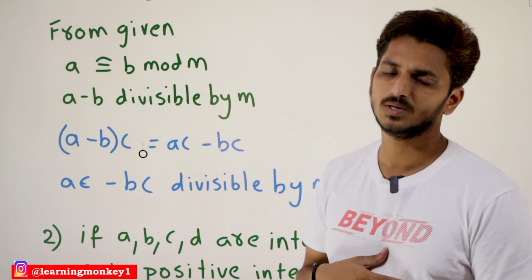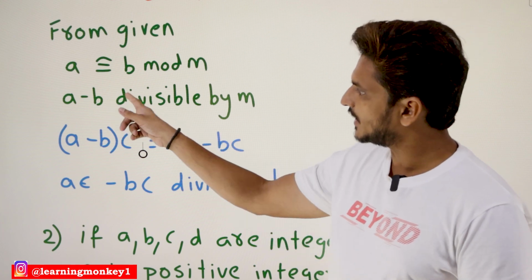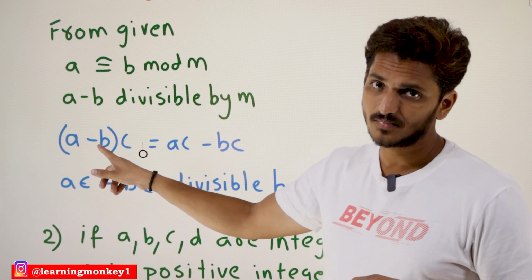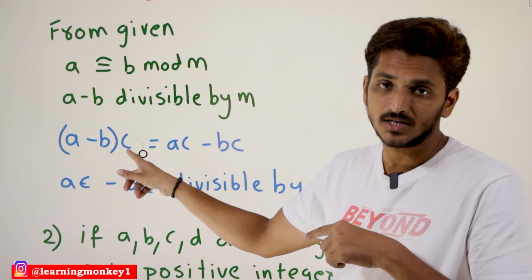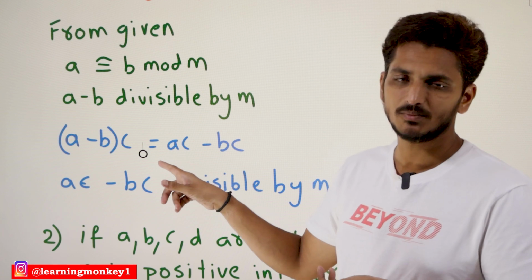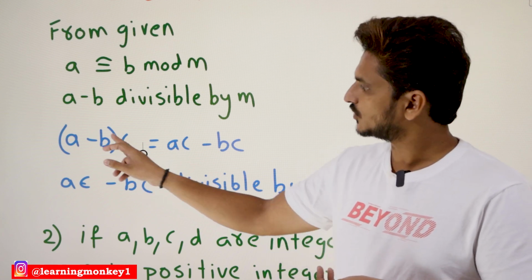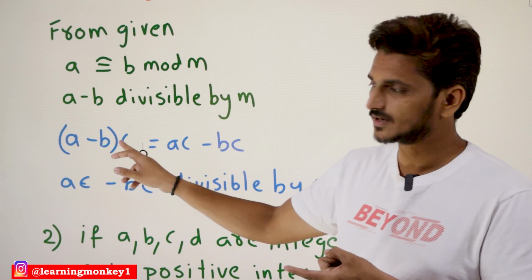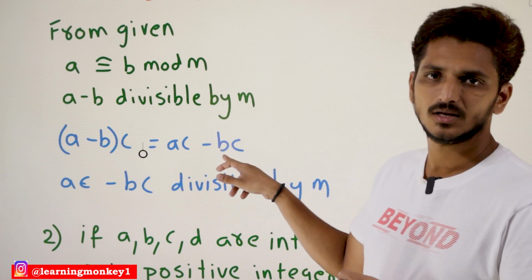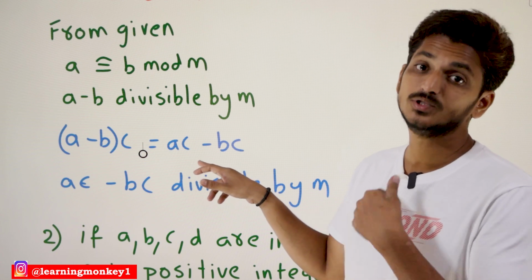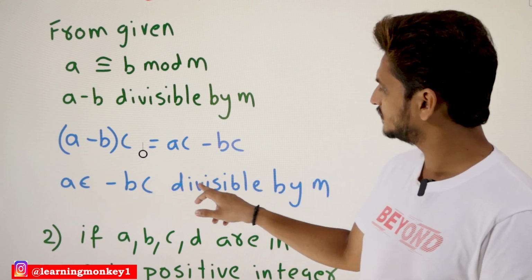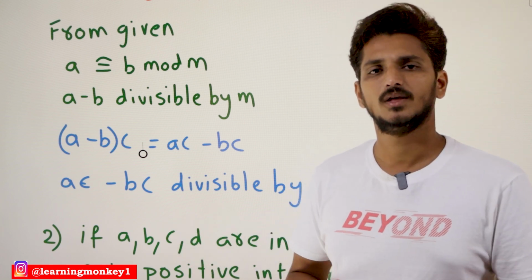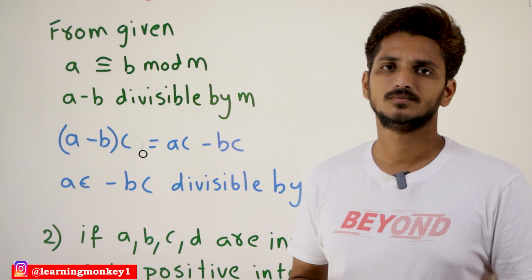Yes, A minus B is divisible by M. Multiplying with a constant, definitely it is going to be divisible by M. So A minus B multiplied by C is going to be divisible by M. This can be written as AC minus BC. AC minus BC divisible by M means we can say that AC is congruent to BC modulus M. That is what we need to show.